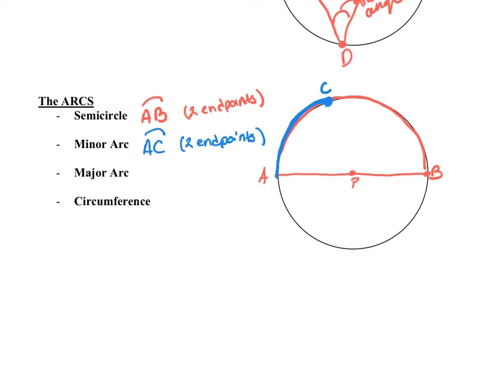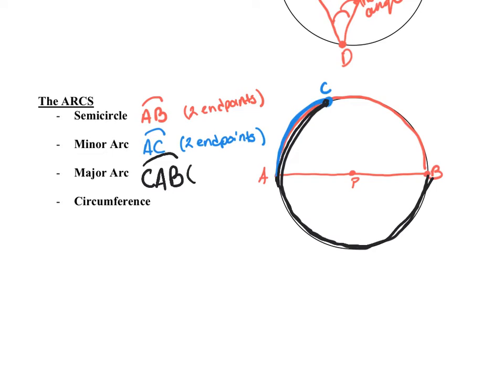A major arc would be an arc that's larger than a semicircle. So let's go from C all the way around to B. When we're naming major arcs, we have to include the endpoints, but we also have to have one other point in the name, so we know it's a major arc instead of a minor arc. We start with our endpoint C, cross this other point A, and end up at our other endpoint B. So this would be major arc CAB.